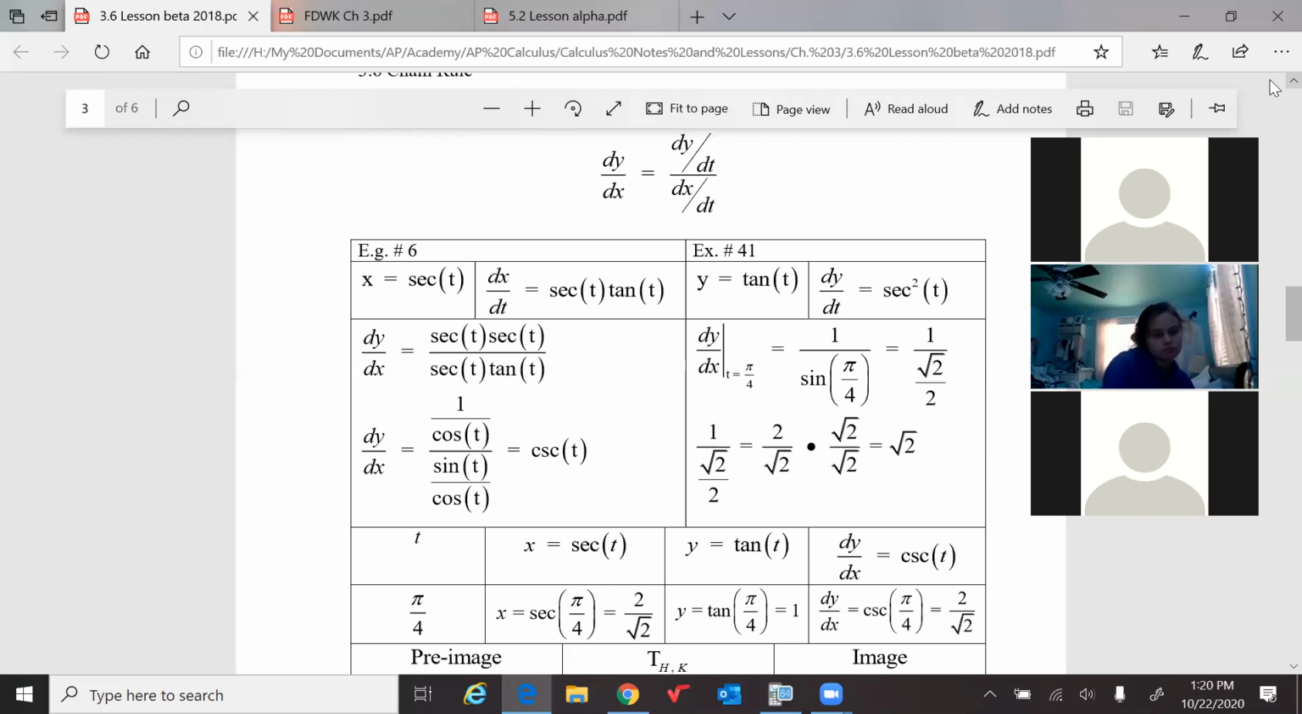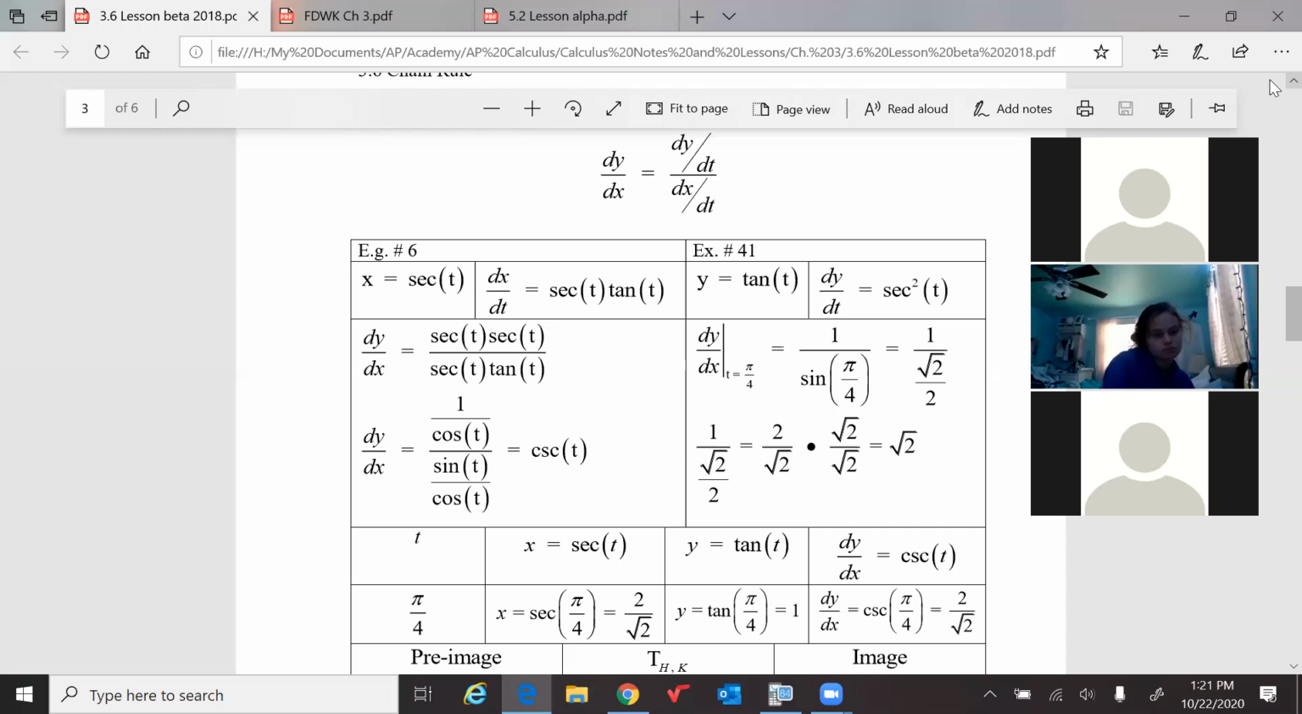So far, so good? So now what? I want dy/dx, so I take dy/dt divided by dx/dt. Secant squared over secant tan. Secant reduces. So I'm going to rewrite these functions. I rewrite secant as 1 over cosine, and I rewrite tan as sine over cosine. These cosines reduce.